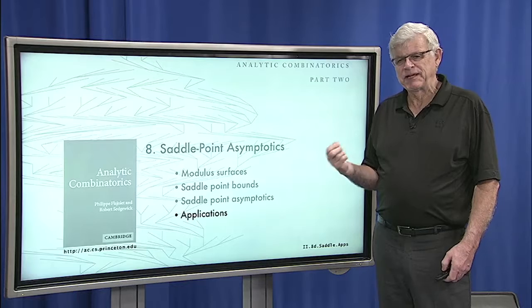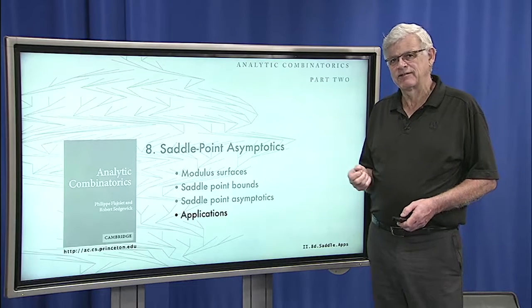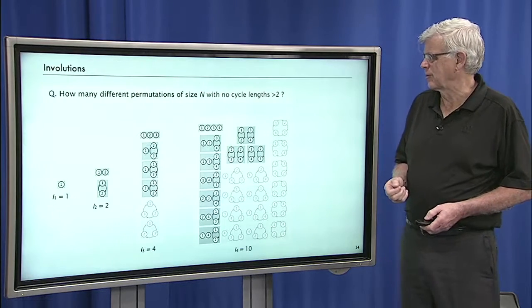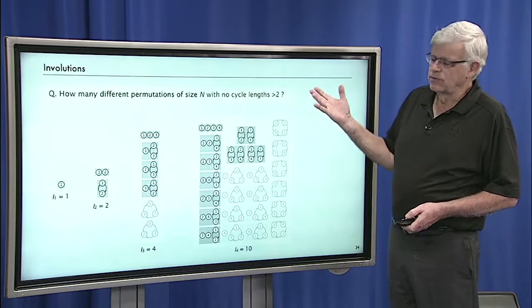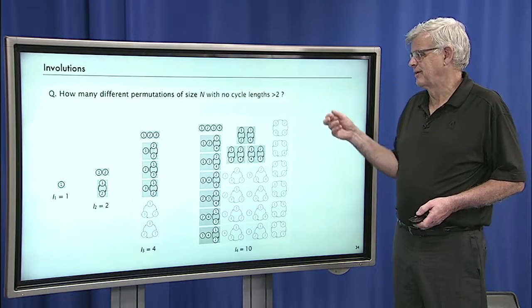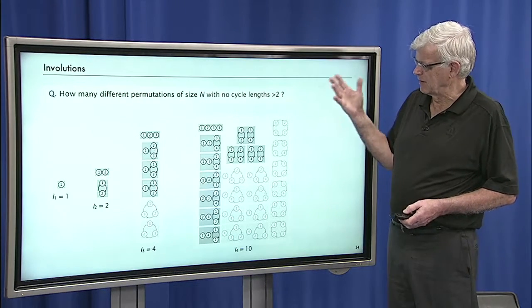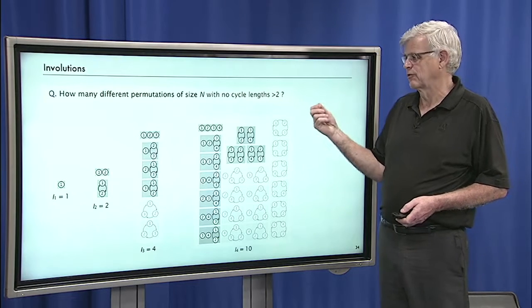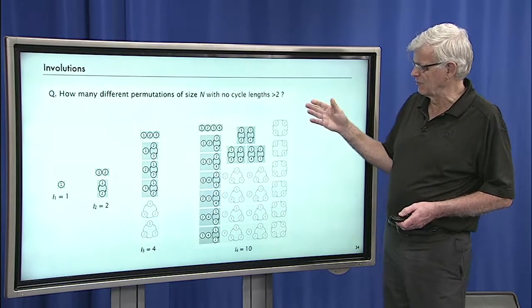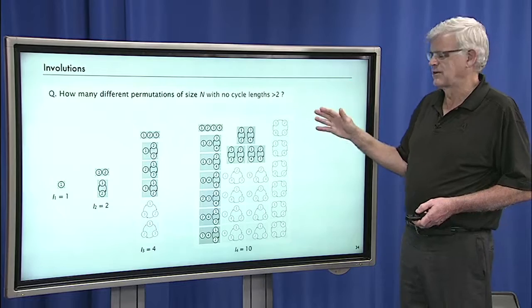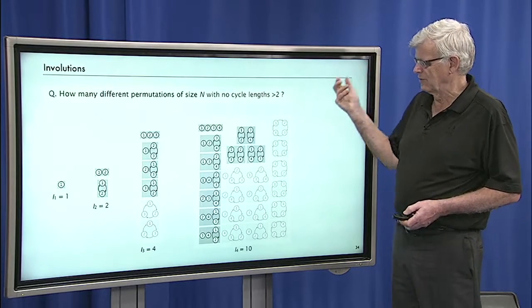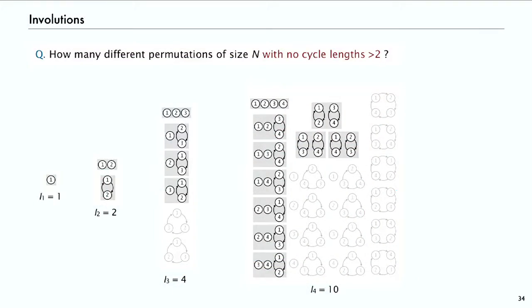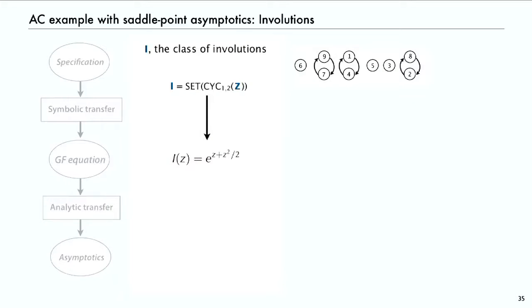So let's look at some applications of saddle point asymptotics to combinatorial problems. One problem that we saw very early on is that we can write down generating function equations for the number of permutations that have no long cycles. The simplest case is involutions, where all the cycles are of length 1 or 2.